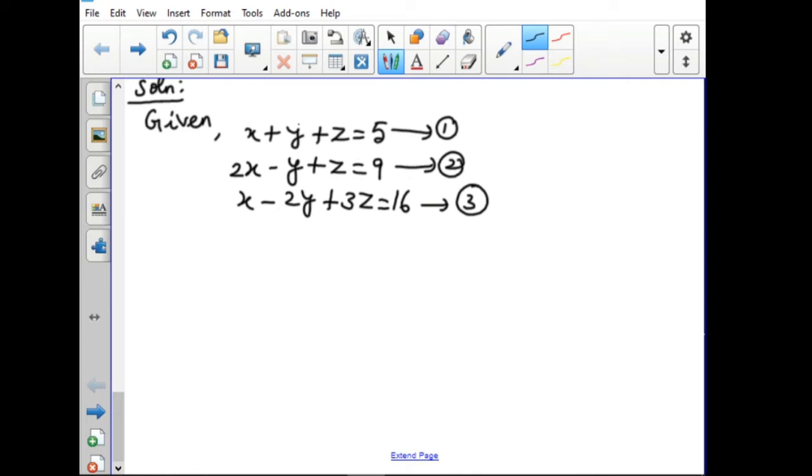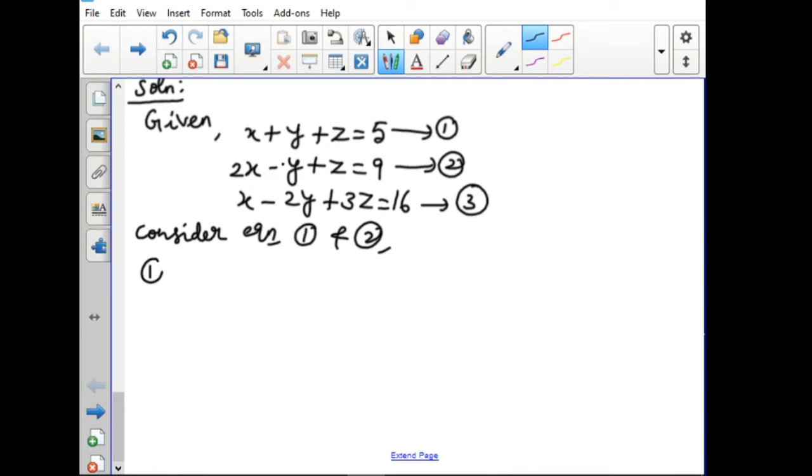Now I am going to consider equations 1 and 2, because equations 1 and 2 have the same coefficient of y. See here, y has coefficient 1, and here also y has the same coefficient 1. If no number is written, we have to take the coefficient as 1. So we consider equations 1 and 2.